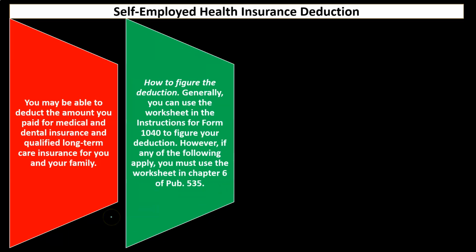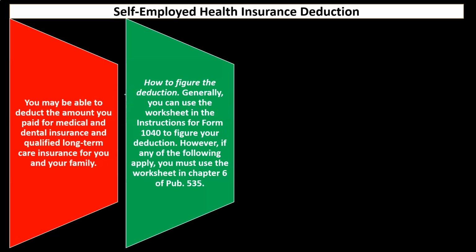So now we have the self-employed health insurance deduction. This is the one that gets a little bit confusing. We have the sole proprietorship now, and self-employed health insurance. You may be able to deduct the amount you paid for medical and dental insurance and qualified long-term care insurance for you and your family. Note that we talked about this in a little more detail in the above-the-line deductions in a prior presentation, so you might want to go back to the adjustments to income presentations for the deduction for self-employed health insurance for more information there.